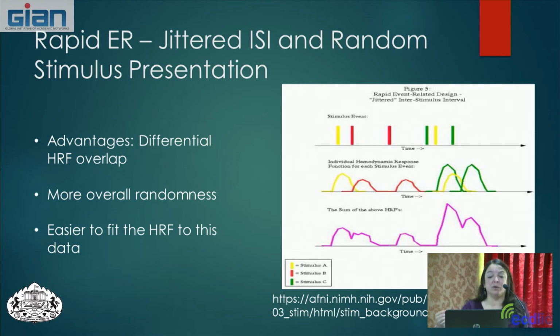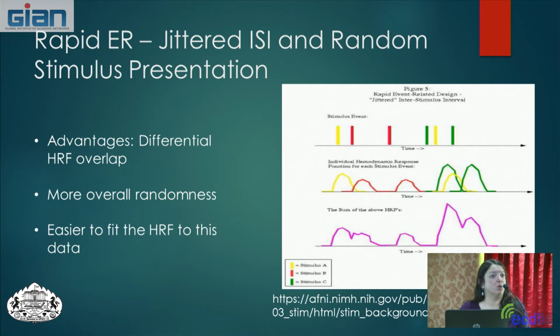And because of this, we have differential amounts of overlap in our bold signal. And one thing that this does is that it introduces some randomness, and it makes it a little easier for us to tease apart, because now we can see what the difference is here between going quickly from yellow to red versus the red by itself and the green, yellow, green. And it's easier to tease these things apart if we don't have a predictable interval between these.